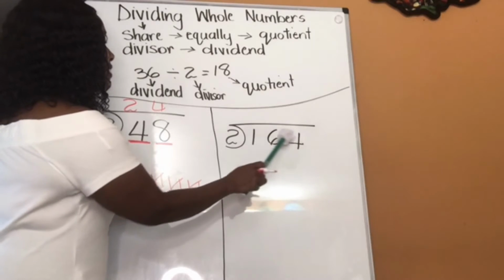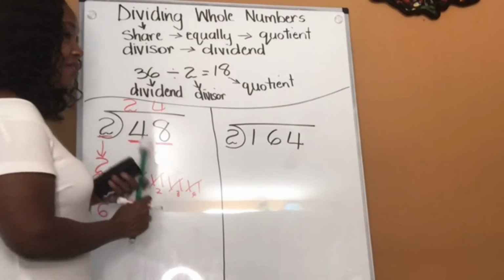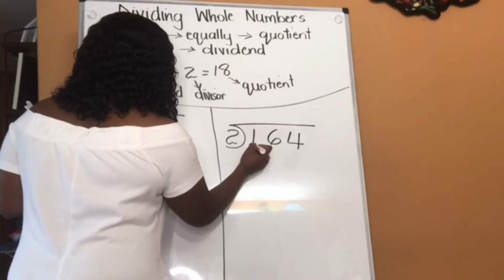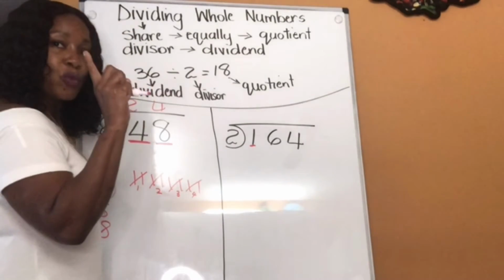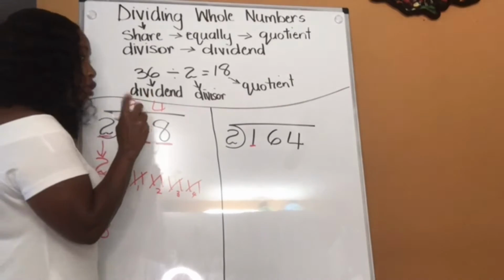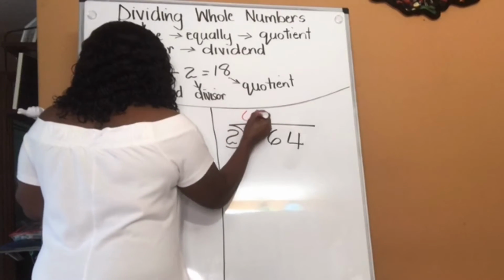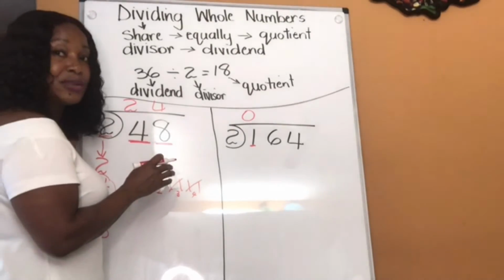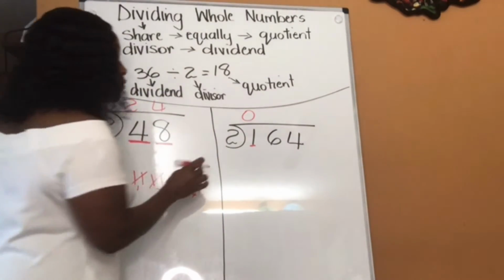Remember, this is your dividend and this is your divisor. Now, how many sets of 2 can you get from 1? If I have 1, can I get a set of 2? No. You can choose to write your 0 as a placeholder. You can do without writing the 0. If you want to write it, that's fine.